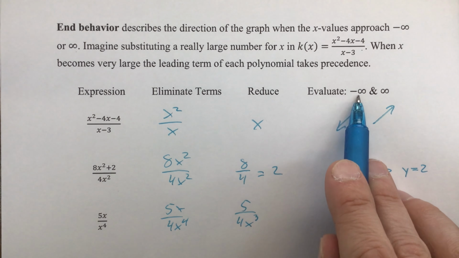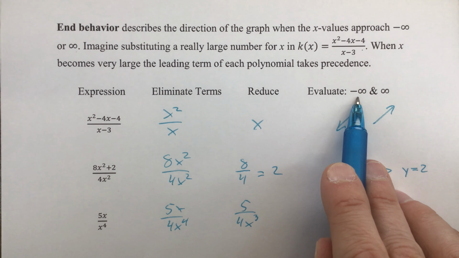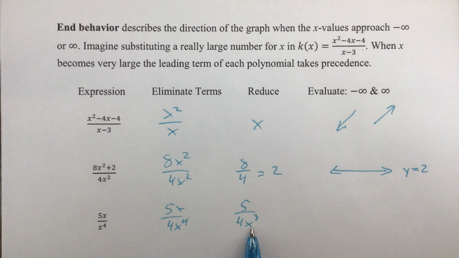The same thing's going to happen when you plug in a really large negative number. Yes, it is going to be negative because it's cubed. It's going to maintain that negative. But the thing here is that the numerator stays constant. The denominator is getting larger and larger and larger, so it's still going to approach 0. It's just going to approach 0 from underneath the x-axis.